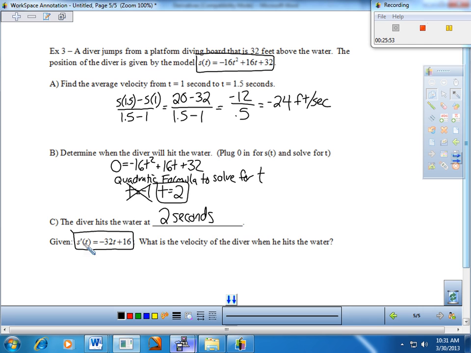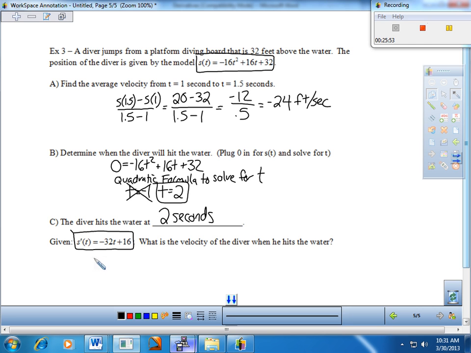All right, now it says, what is the velocity of the diver when he or she hits that water? Okay, so what we're talking about here is not the average velocity between 2 moments in time, but literally the instantaneous velocity at a single moment of time. So at the moment of impact, how fast is the diver traveling? And we use the derivative to get that. And that's what it says at the top, everyone.